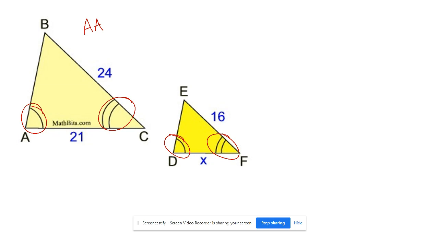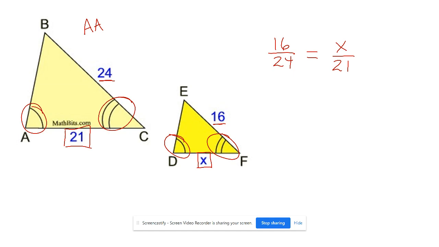And the way that's going to work is we're going to take the 16. That's going to match up with 24 because those are the longer of the sides that we are given. So we're going to say 16 over 24. And then we'll match up the x and the 21, our other pair of sides. And again, because these triangles are similar and the sides have to be proportional, we know these two fractions have to be equal to each other. So that's what you're going to do. You're going to set up a proportion or two equal fractions.